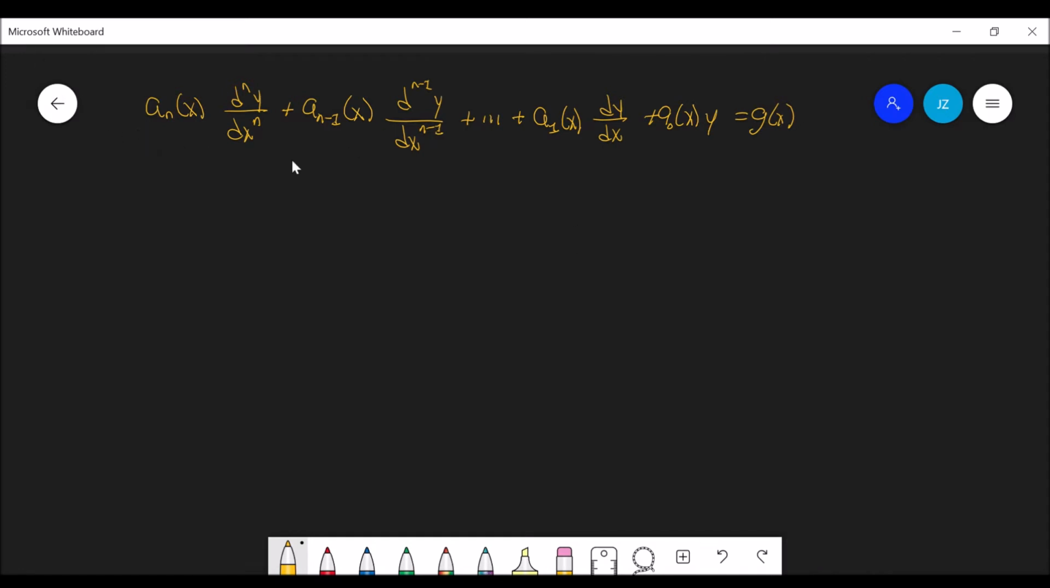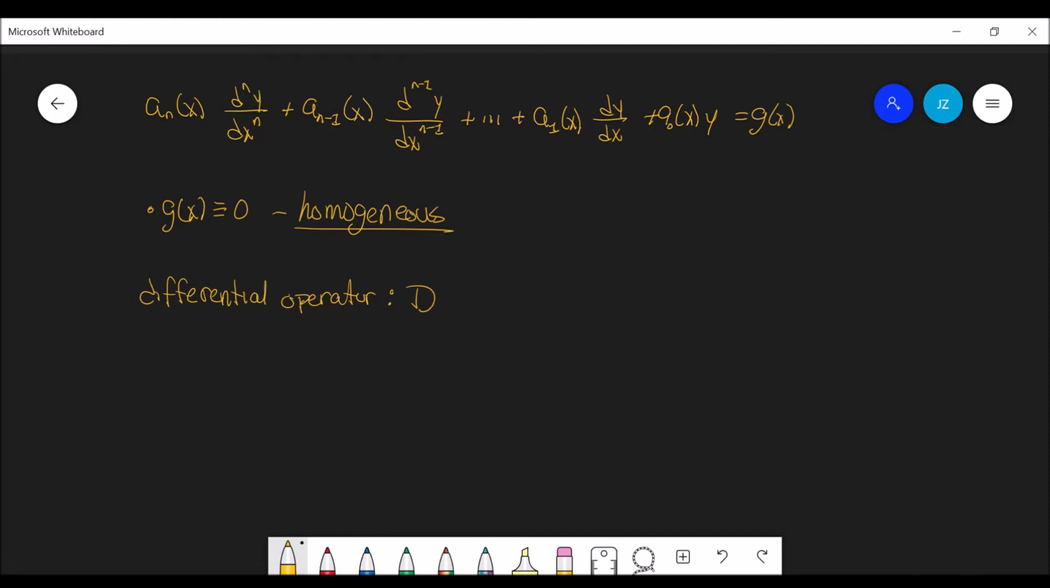Consider the linear differential equation given. Recall that if g of x is identically 0, then we say that this is a homogeneous linear differential equation. Otherwise, it is said to be non-homogeneous. Another way we could write this differential equation is by using the differential operator, which is D.